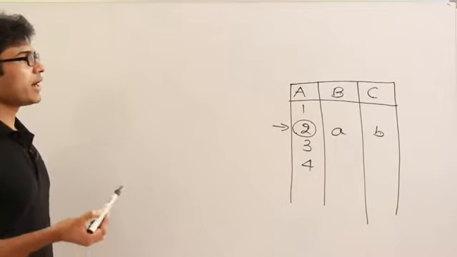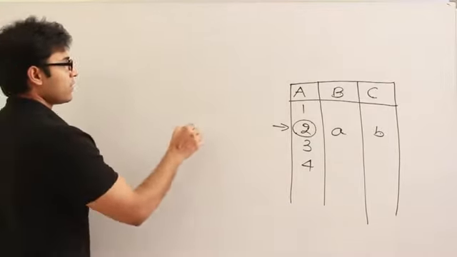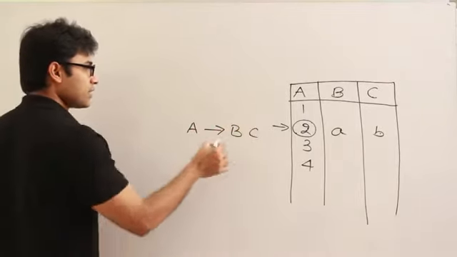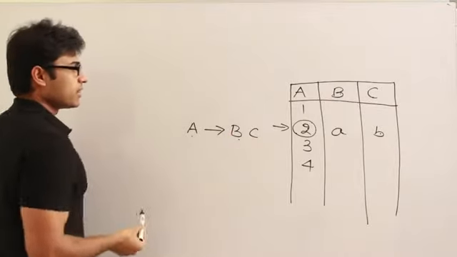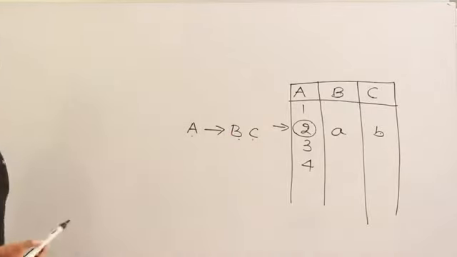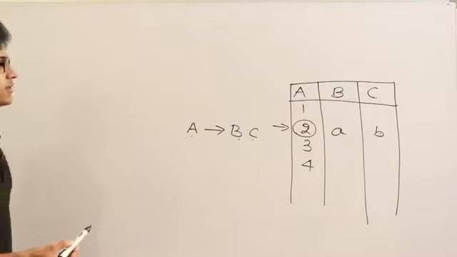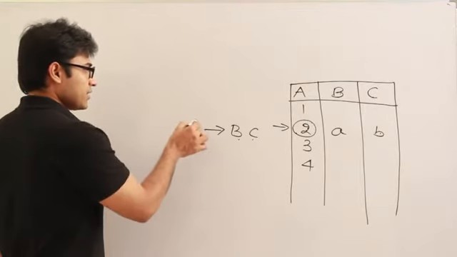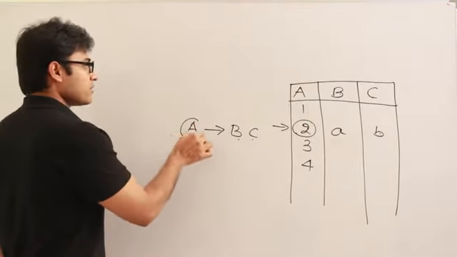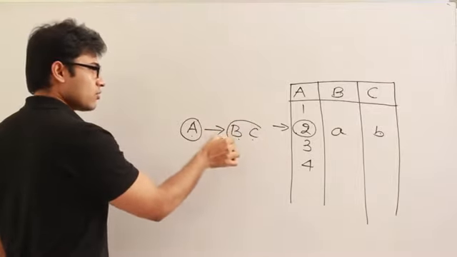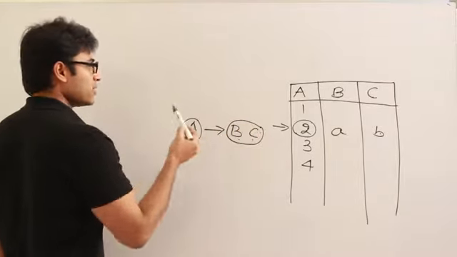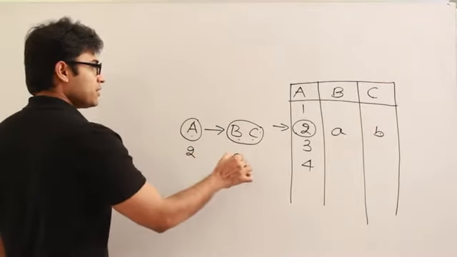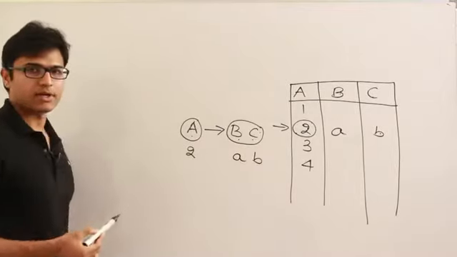So one way to write it is, given the value of A, you will be able to identify B and C. So this is called functional dependency. I'm just generalizing it. The formal definition is this: if I give any value of A, you will be able to uniquely say what are the values of B and C for that particular one. Which means if you say that A value is 2, then you will be able to say B and C are A and B, like this.